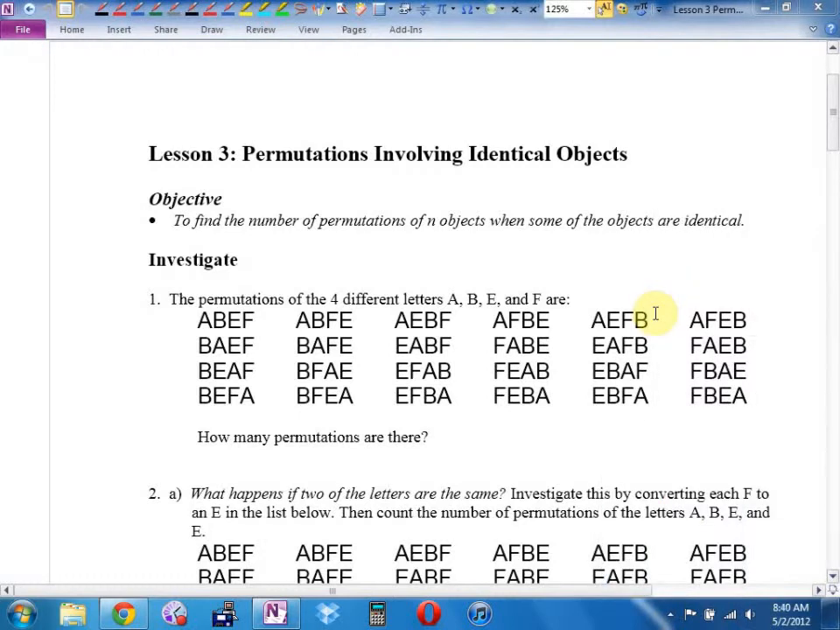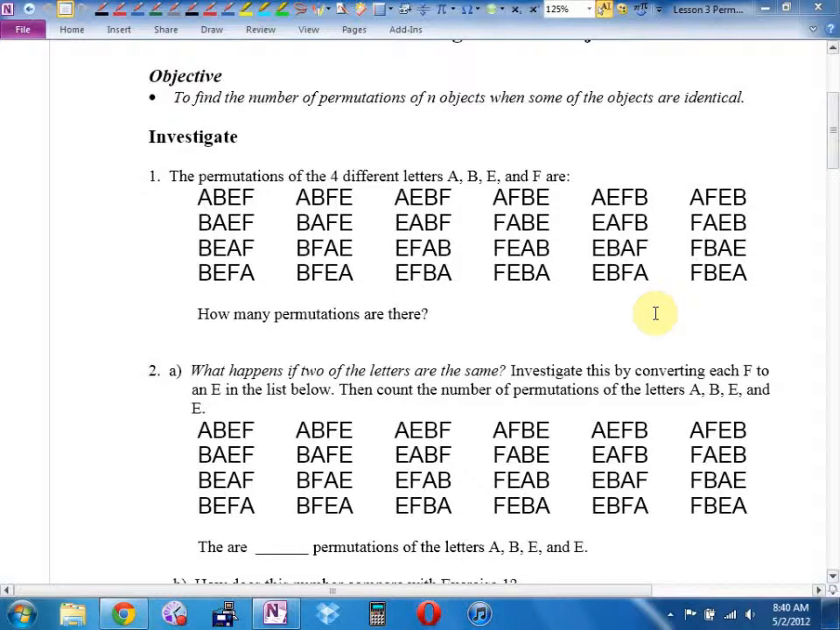Here we go. The permutations of the 4 different letters A, B, E, and F above are, we actually typed them out. How many permutations are there? Well, I didn't need to write them out, although I can say, well, it's 4 times 6, there's 24. But really, it's how many different letters?